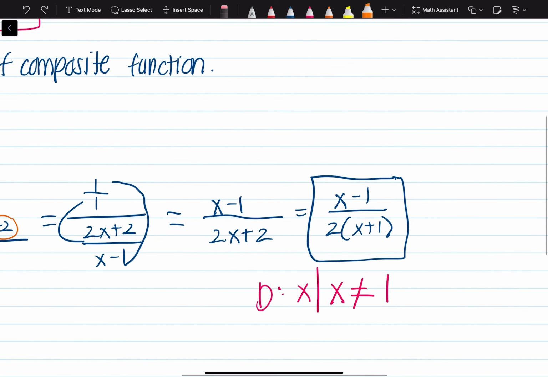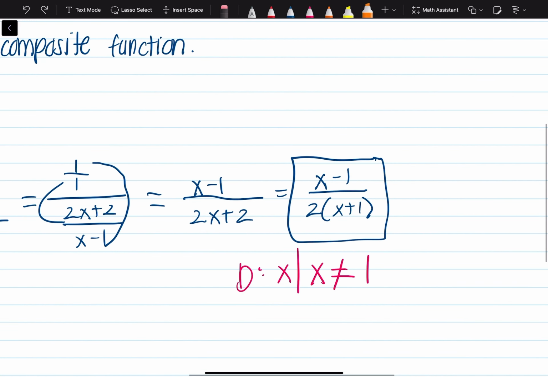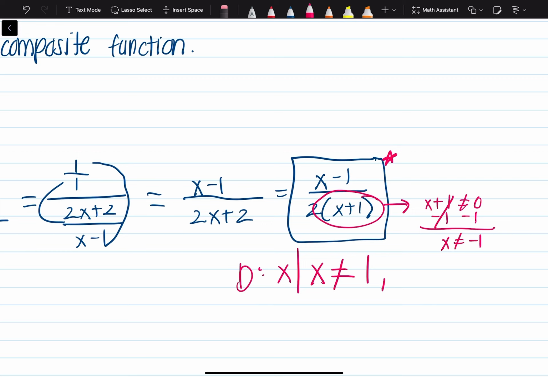And then the other part of this domain is now we have to actually consider our new composite function, which is this one right here. And the values here that have to be excluded are the values that are going to give me 0 there. So x plus 1 cannot equal 0. So you just subtract 1 from both sides. So you end up getting x cannot equal negative 1. So from our resulting composite function, our domain has to exclude negative 1. So this would be our domain of our composite function.